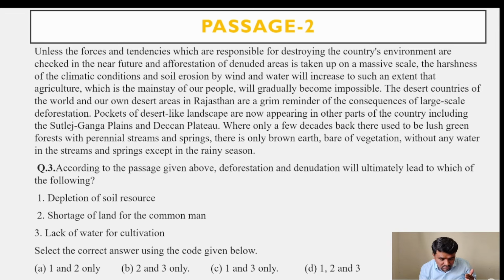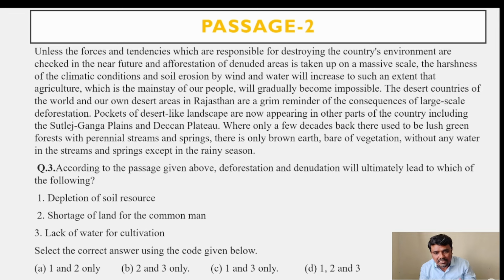Okay, it is talking about what we need to check immediately. We have to control the forces and tendencies which are destroying the country's environment. And if not, what happens? It is given in detail. How agriculture is going to be affected badly, and it is going to be impossible to practice itself, and soil erosion by wind and water.